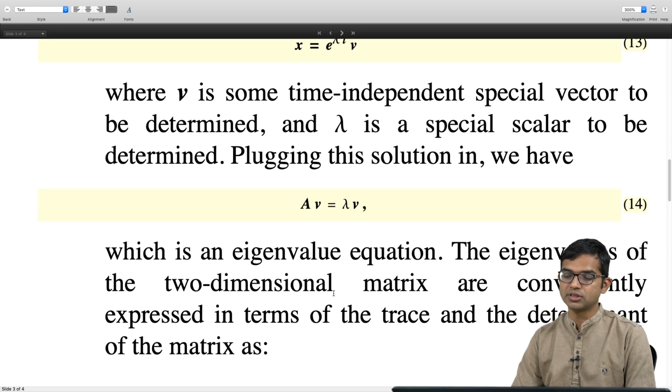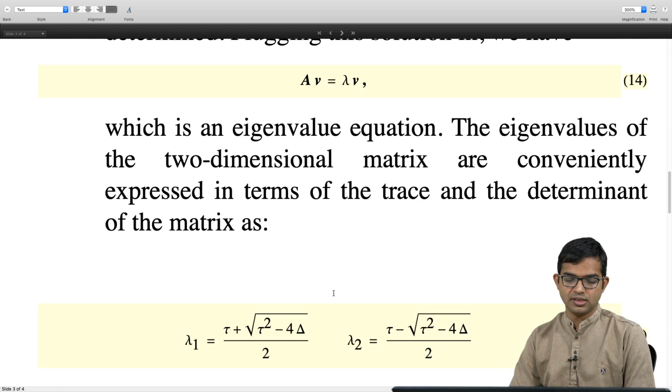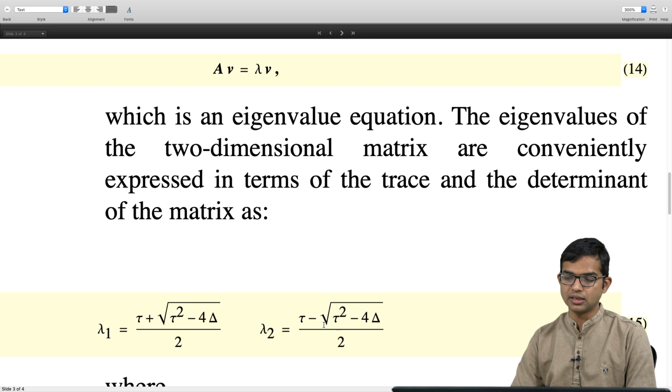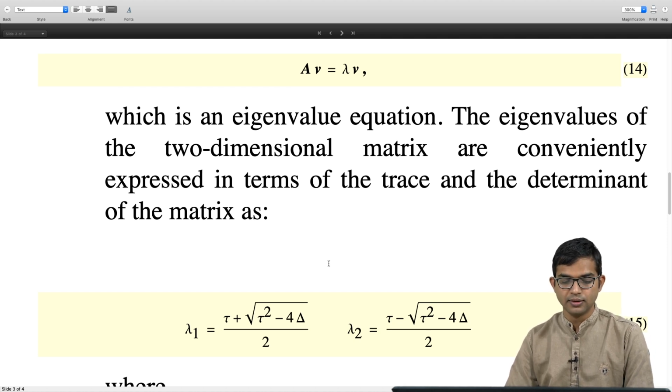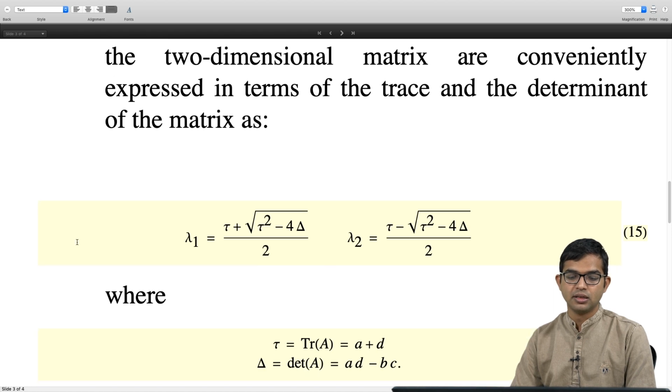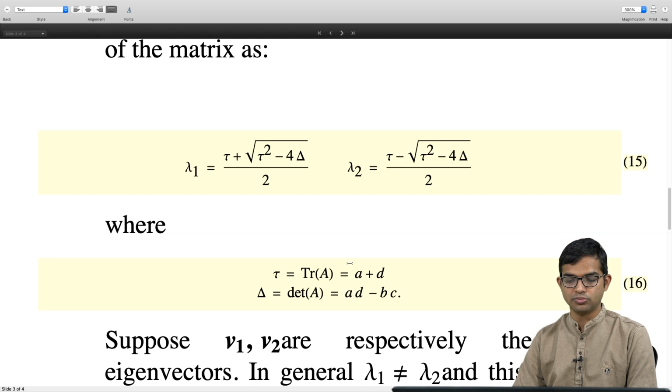So the eigenvalues of the two-dimensional matrix are conveniently expressed in terms of the trace and the determinant of the matrix. So it's just simple algebra. If you have not already seen this, I urge you to go back and verify this for yourself. So if lambda 1 and lambda 2 are the eigenvalues of your 2 by 2 matrix, you can write lambda 1 equal to tau plus square root of tau squared minus 4 delta, divided by 2. This is nothing but the root of a quadratic equation. You can verify this, solve this for yourself and check this. Tau is the trace of the matrix and delta is the determinant of the matrix. Lambda 2 likewise will be just tau minus the square root of the discriminant, divided by 2.